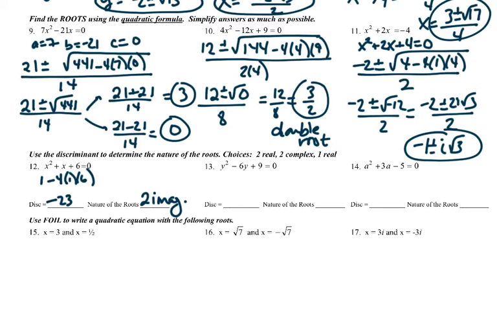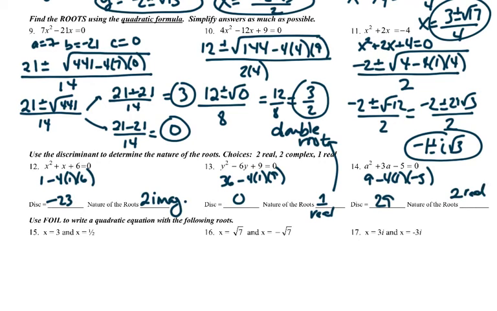B squared here is 36 minus 4ac. That turns out to be 0. So this is one real root, also a double root. And then here, b squared minus 4ac turns out to be a positive, so that's 2 real roots.